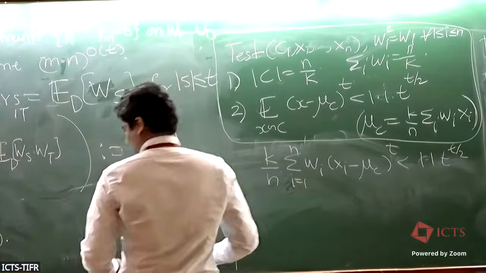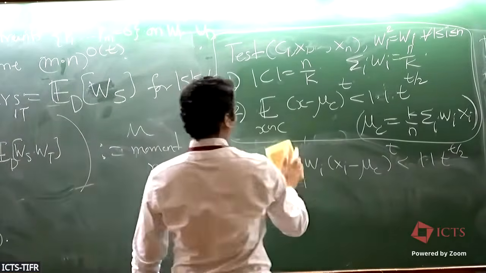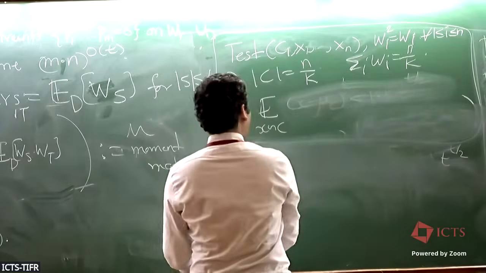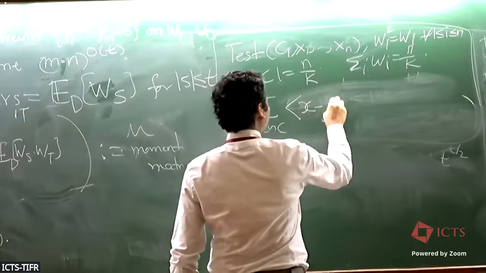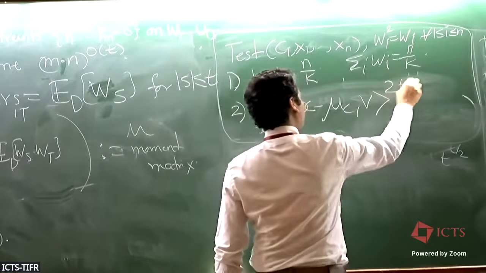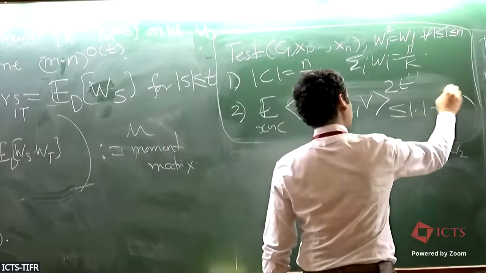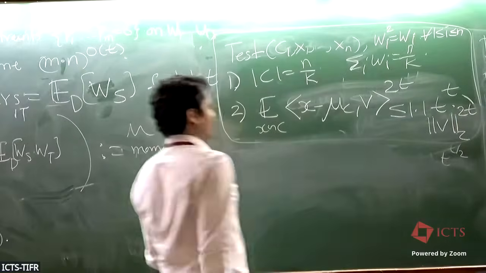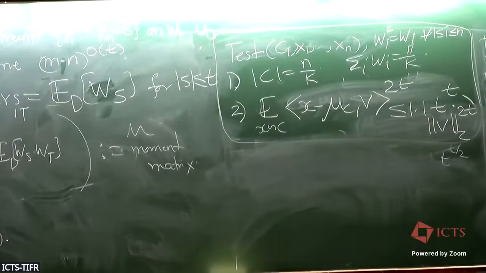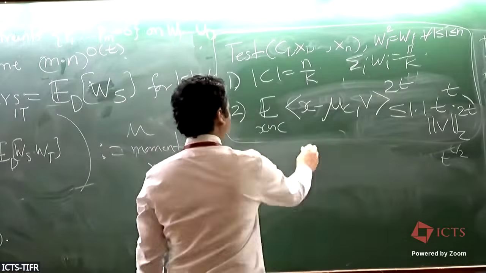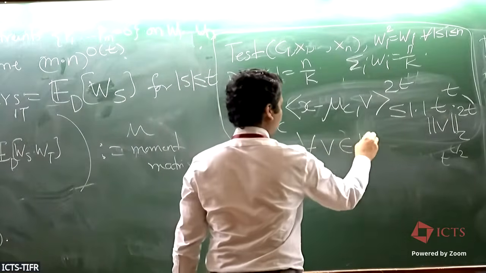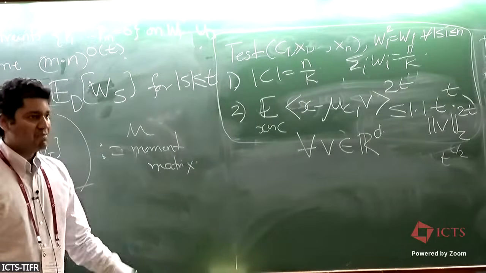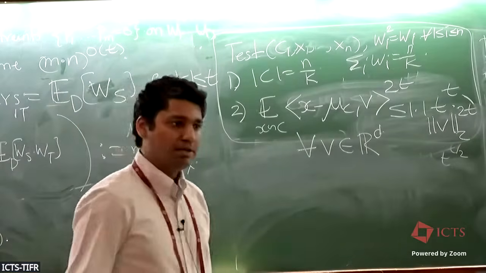So this constraint I'm going to replace by this one, just for the sake of normalization. Now I have an inequality, one for every direction, so let me write it down for all v in R^d. Now I have infinitely many inequality constraints. Let's continue to work with it. That's my test constraints now.